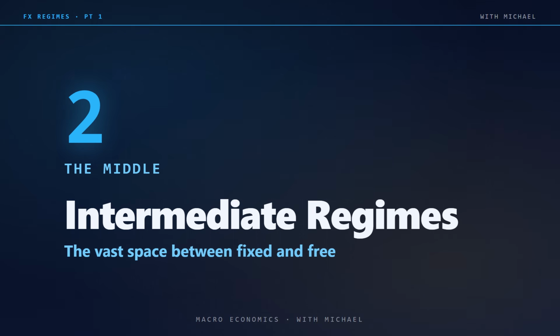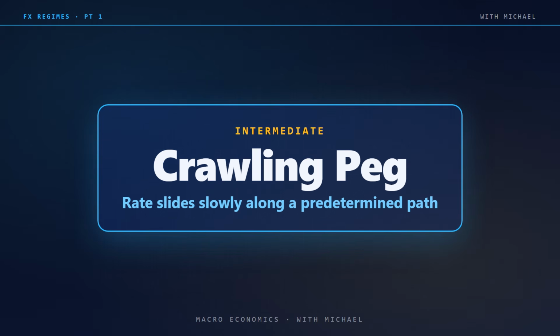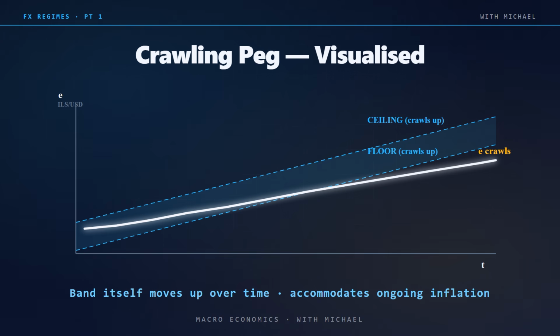Now, why does Israel matter for studying all of this? Because over 75 years, Israel cycled through almost every one of these regimes. In the early years, Israel pegged the shekel, or rather the lira, first to the British pound, reflecting its origins in the British Mandate. Later, after the establishment of the state, the peg shifted to the US dollar, reflecting the growing dominance of American influence in the global economy and the role of the dollar as the world's reserve currency.